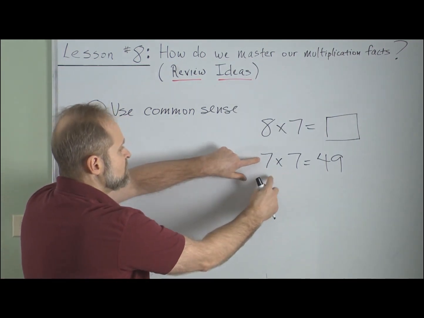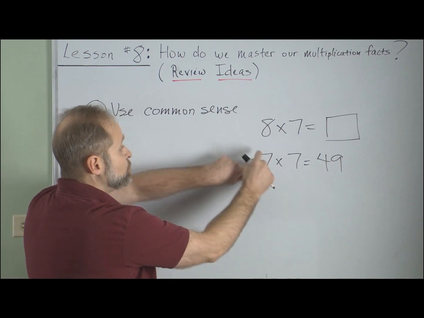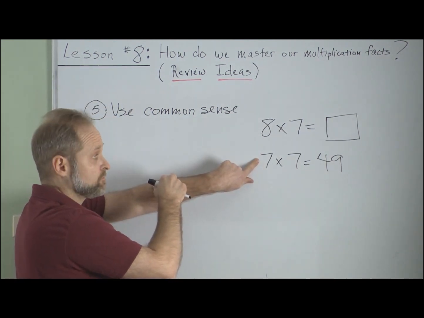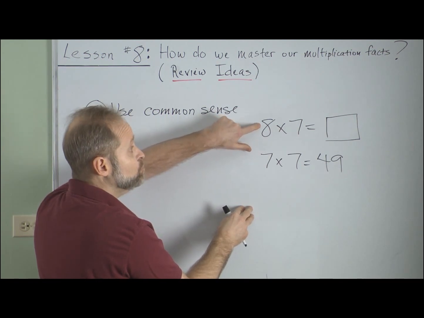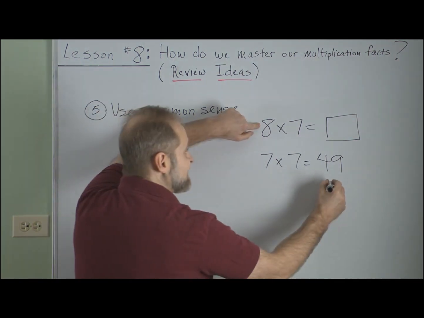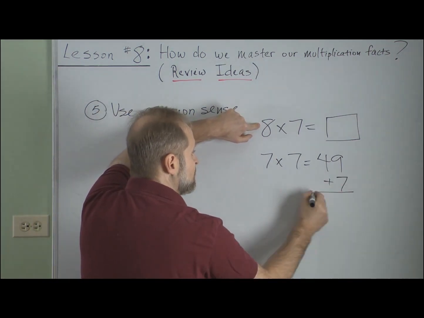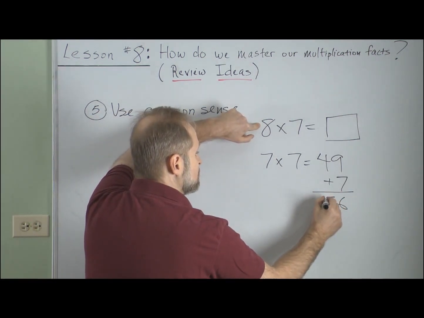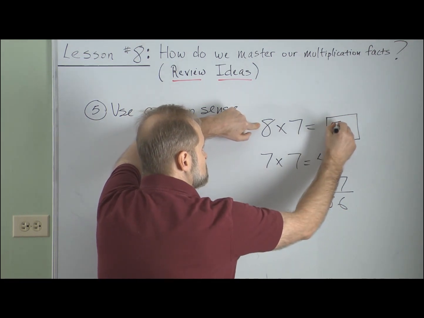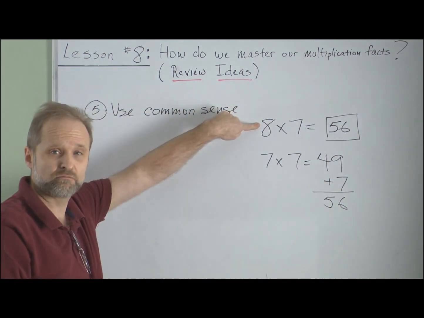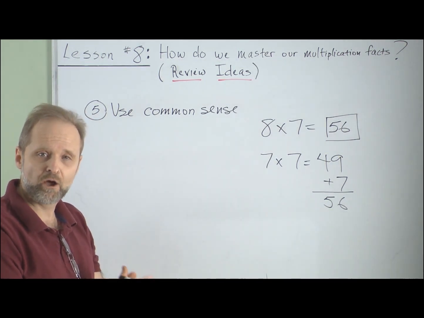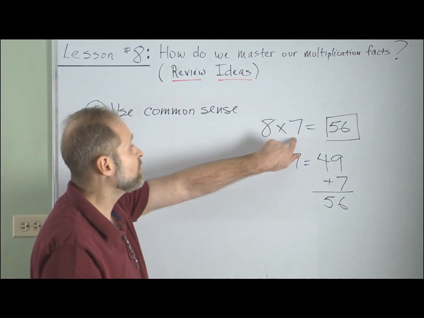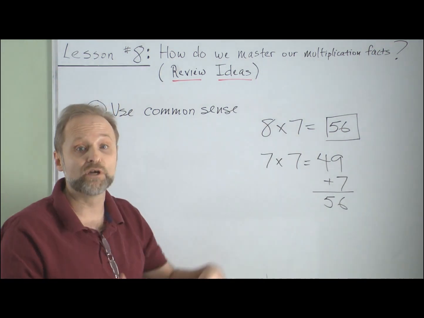Let's go through that. This means 7 groups of 7. You can draw a picture of that if you want to. This means 8 groups of 7. This one has one extra group of 7, doesn't it? So to get this one, we're going to have to add that extra group of 7 onto 49, and we'll get 56. So 8 times 7, 56. That sort of a strategy is often very helpful in coming up with one math fact from another one that we already know.